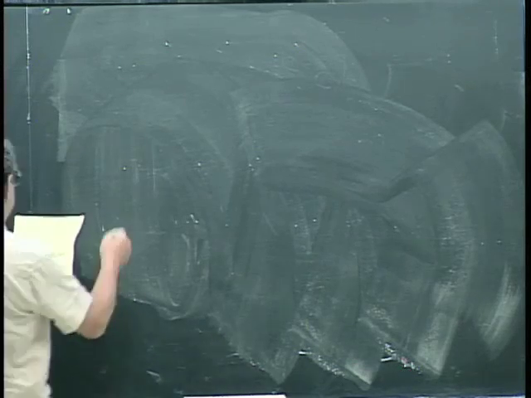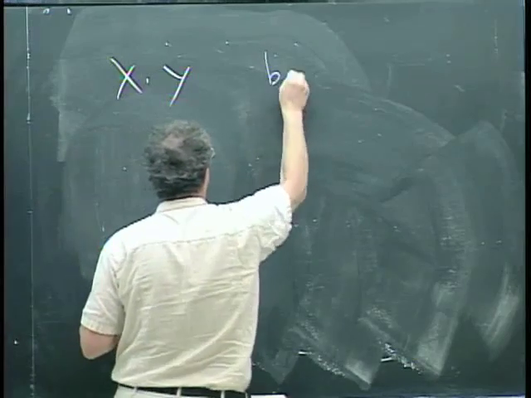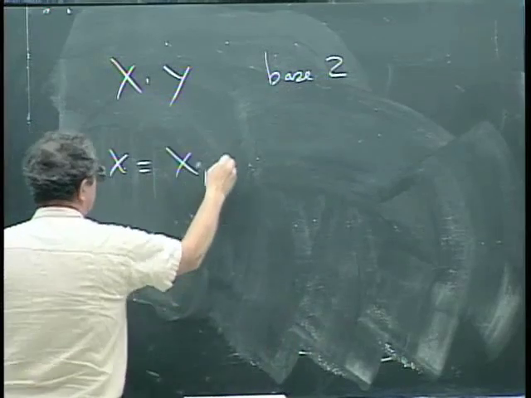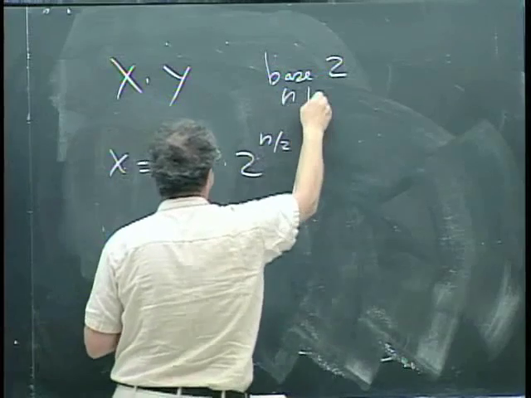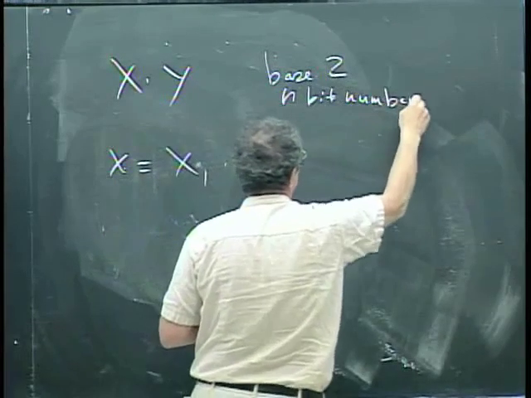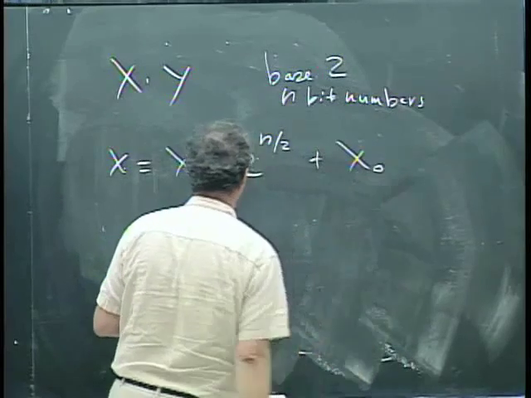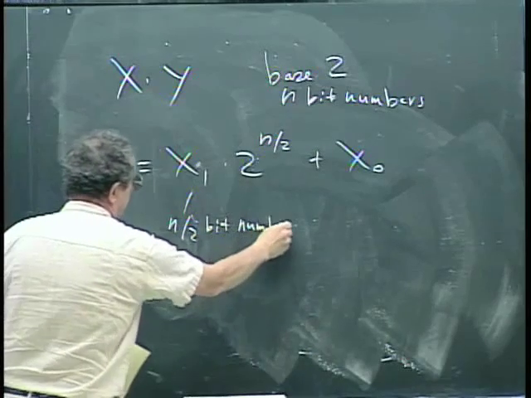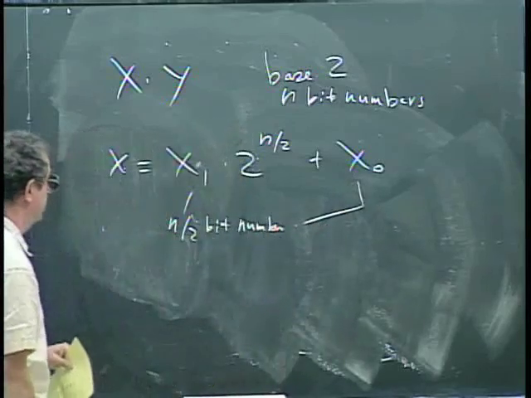Instead of working in base 10, we're going to work in base 2. Base 8 or base 2 are natural. So here's our abstract problem, x times y, and these are numbers in base 2, so binary numbers. You can think of x as x1 times 2 to the n over 2, plus x0. These are n-bit numbers. So x1 is an n over 2 bit number, and x0 is also an n over 2 bit number.